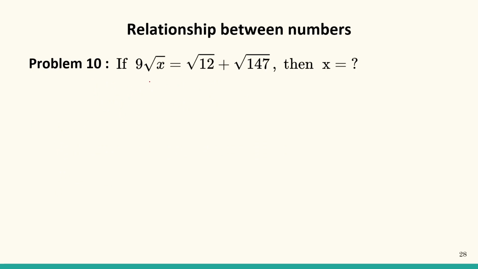So in problem number 10, what we are given is 9 root x is equal to root 12 plus root 147. So what we do is, let's prime factorize these things. So this is equal to root 12, so 3 into 2 square, plus root 147. So this will be equal to 27.